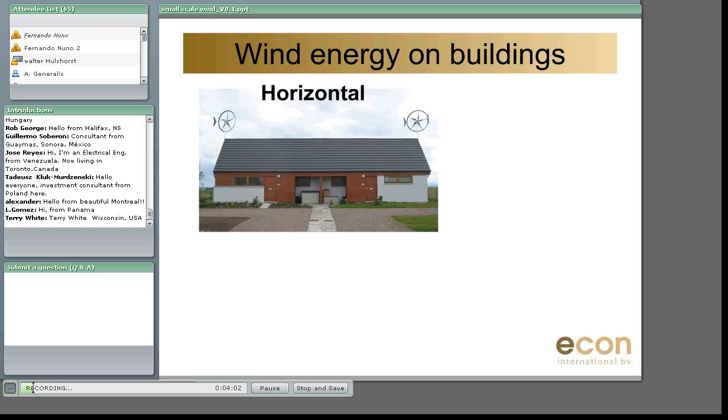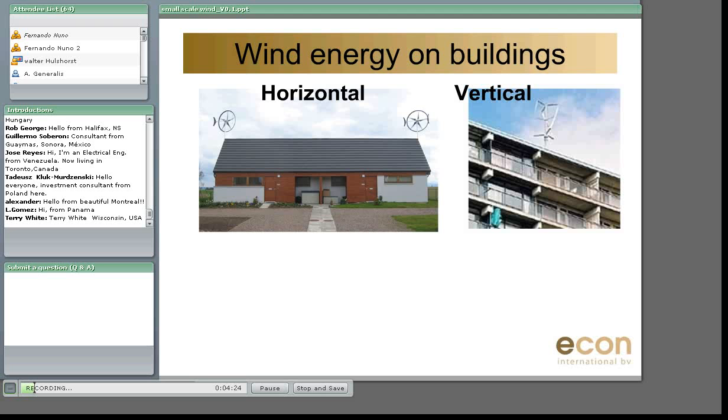Basically, when you talk about small-scale wind energy systems, you have two types. The one is a horizontal type of system, which is shown in this picture. You mount your wind turbine on top, on the roof of your building, and horizontal means that the axis of the rotor is placed in a horizontal situation. You also have another situation, which is called, as you can expect, the vertical situation, where the axis is in a vertical situation. Both have their advantages and disadvantages, of course.